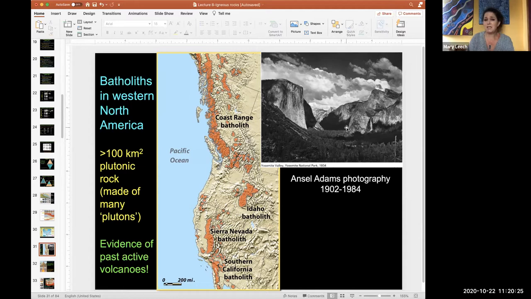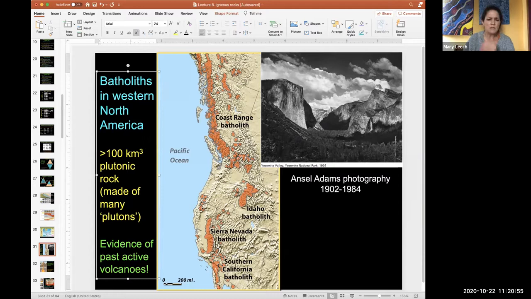The reason I gave you this slide is to describe the words batholith and pluton, because I've been using those terms but we haven't defined them yet. This is the Sierra Nevada batholith down here. Here's the Coast Range batholith, and an Idaho batholith. These are large bodies, over 100 square kilometers. Is it square kilometers? Cubic kilometers, I think. I think I messed that one up. Now I have to check. It's a lot of granite.